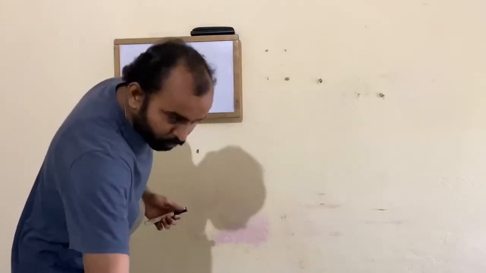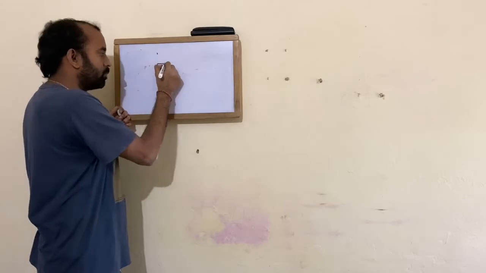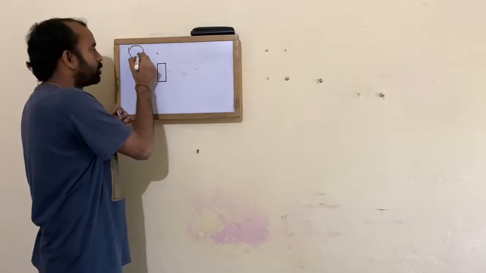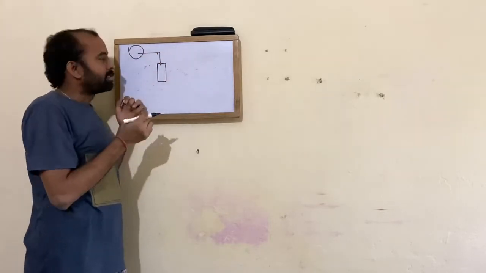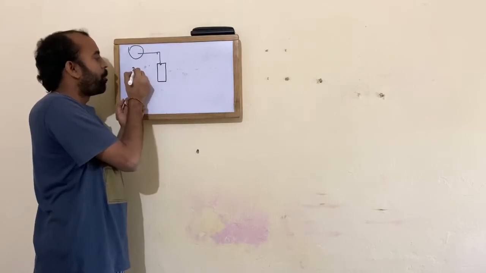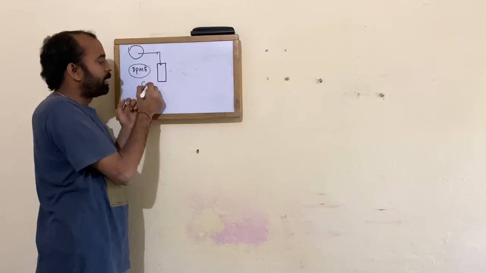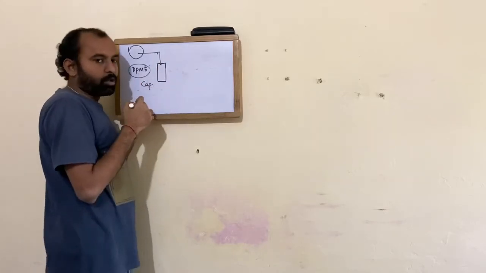Let us see what exactly happens in the instrumentation part. You have two electrodes. One is your dropping mercury electrode. Generally it is not this big. It is capillary in size, that's why it is called the dropping mercury electrode. Sometimes it is also called the capillary electrode. This electrode acts as the cathode.